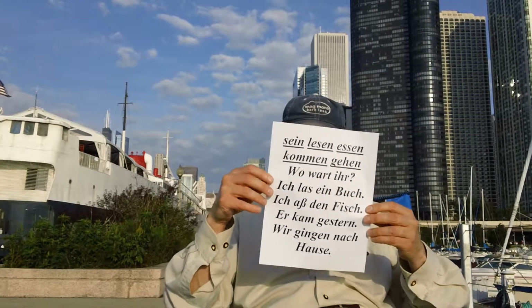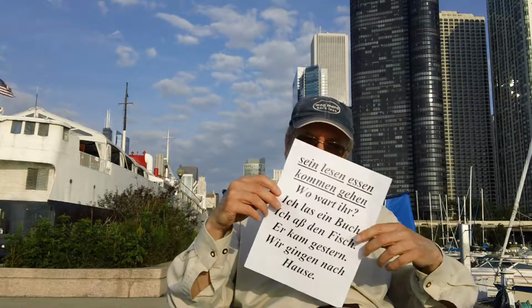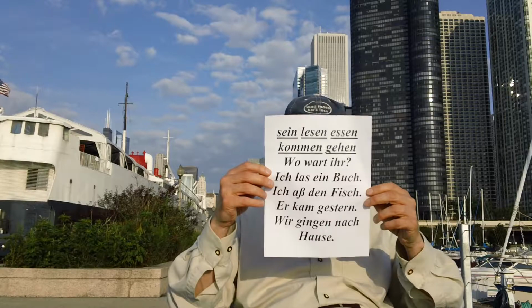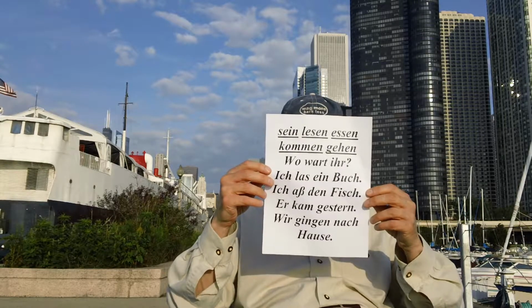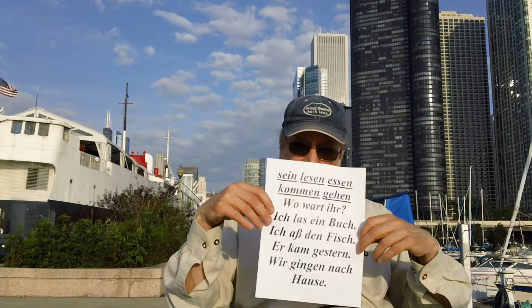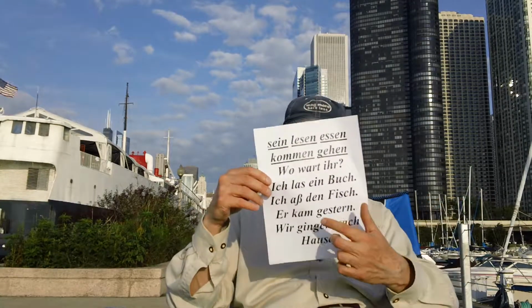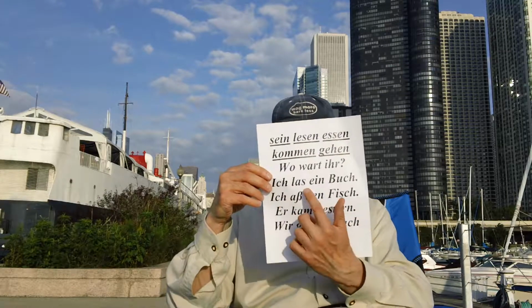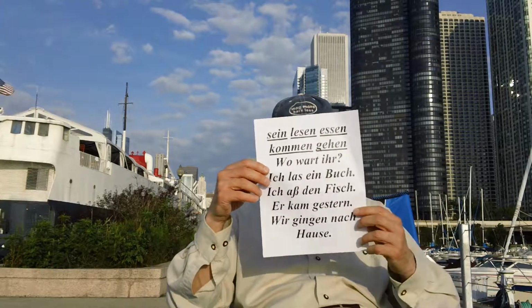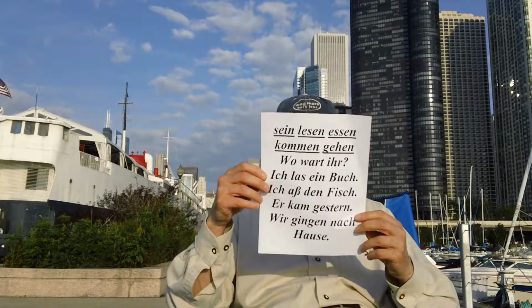Ich las ein Buch. I read a book. Remember, it's irregular, so there's no ending in the past tense in the ich form. Ich las ein Buch. Ich aß den Fisch. I ate the fish. Essen is also irregular. Essen, aß, gegessen. So the ich form gets no ending. Ich aß den Fisch.